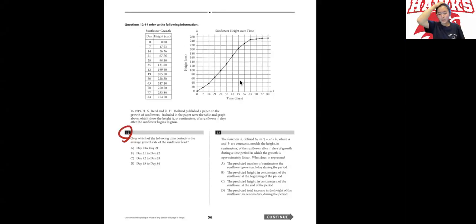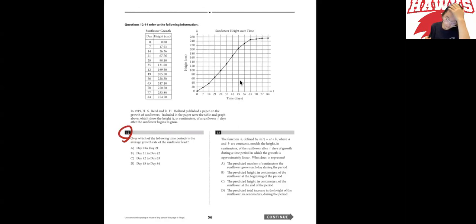In this video, I'll be going over practice test number 6, calculator section, question 12. So let's get started. In 1919, H.S. Reed and R.H. Holland published a paper on the growth of sunflowers. Included in the paper were the table and graph above, which show the height, h, in centimeters of a sunflower t days after the sunflower begins to grow.